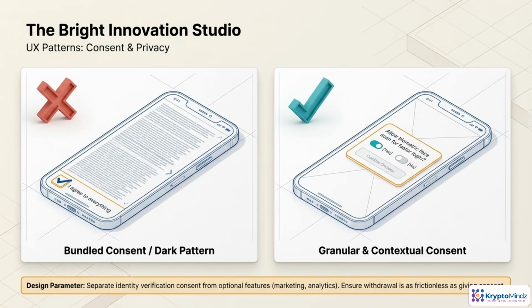Consent patterns are where identity UX often drifts into manipulation. Bundled consent forces users to accept everything just to continue. It hides real choices, damages trust, and increasingly clashes with regulation. A better pattern is granular contextual consent. Ask only for what you need at the moment it's needed in clear language. Separate core identity verification from optional marketing or analytics, and make revoking consent as easy as giving it. The goal is to design for agency, not just acceptance.